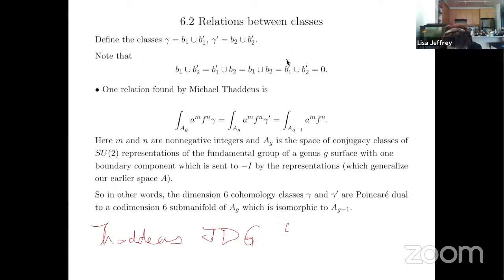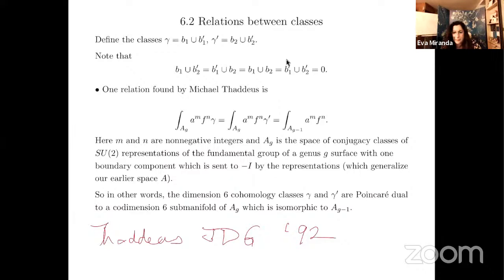JDG in 1992. Basically his proof is topological. He explicitly constructs homology cycles which are Poincare dual to some of these classes, and shows under what circumstances they don't intersect. He gives a very explicit construction. It's right in the last section of this paper.